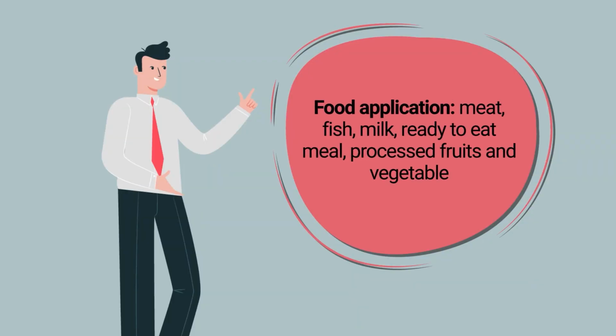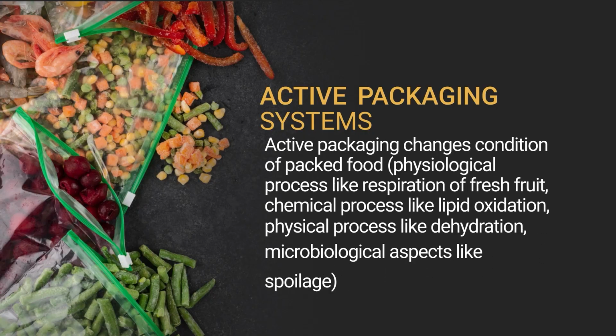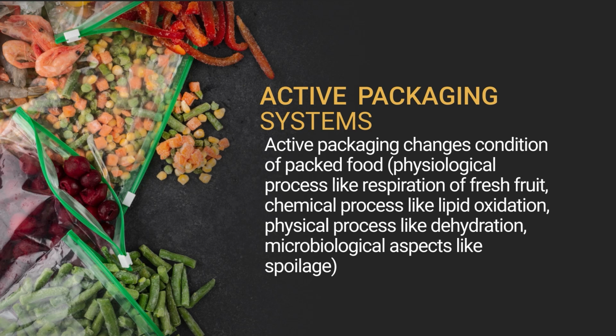Now we will see the active packaging system. This packaging performs a role other than an inert barrier to the external environment. Active packaging changes the condition of the packed food to extend the shelf life or to improve the safety or sensory properties while maintaining the quality of the packaged food. The conditions it changes include physiological processes like respiration of fresh fruits, chemical processes like lipid oxidation, physical processes like dehydration of the product, or microbial growth or spoilage of the product. These can be changed by application of active packaging systems.